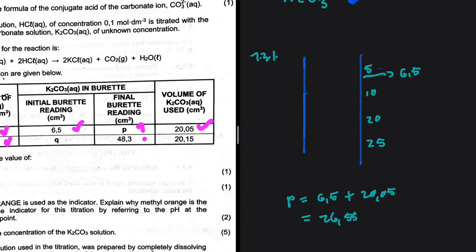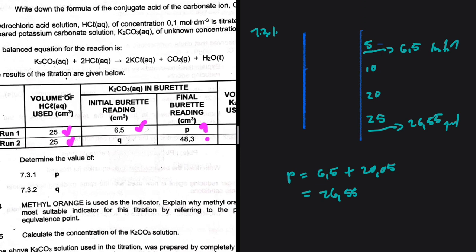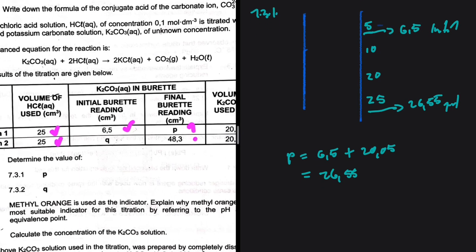So the initial was somewhere here, 6.5, and then the final reading was somewhere here, 26.55. This is the initial reading, and then this is the final reading on the burette, because the numbers go up as you go down. So this is the answer to question 7.3.1, that is the value of P.